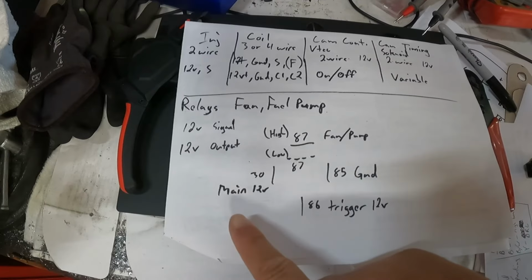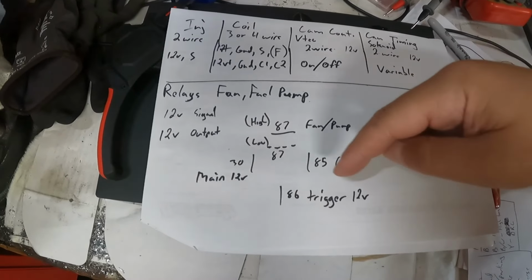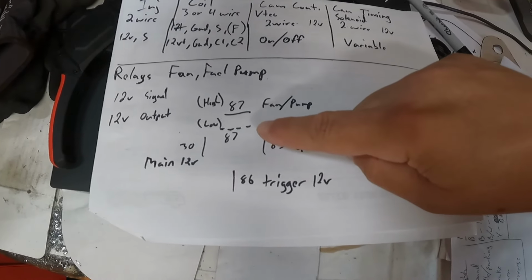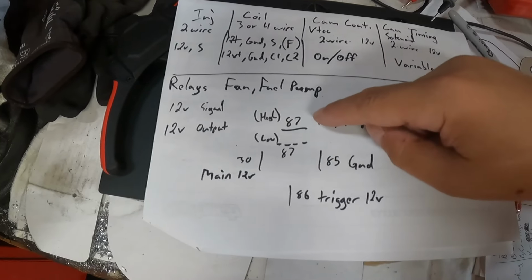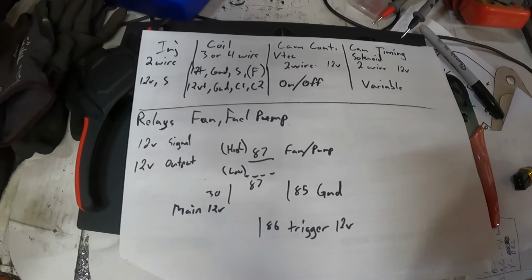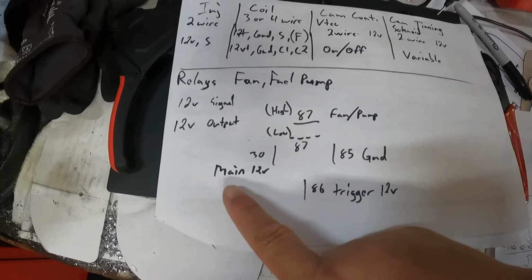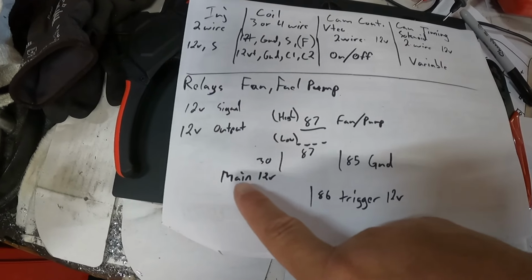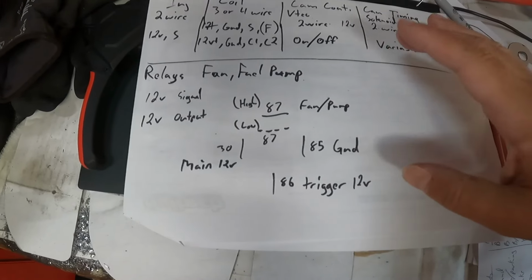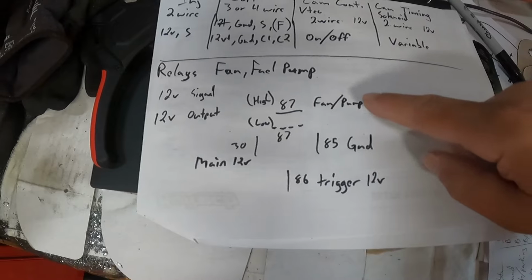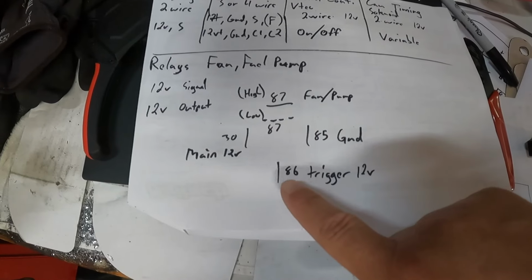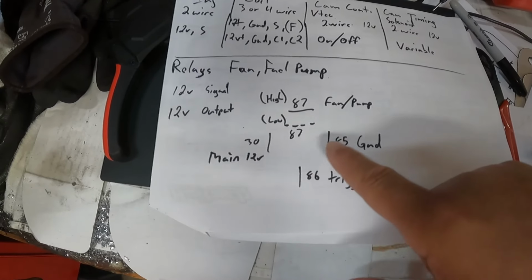So all of the terminals will have numbers like 30, 87, 86, 85. Sometimes, depending on the relay, if it's meant for headlights, you'll see an 87A and an 87B. That's why I've drawn it in a dotted line here. From your battery or a fused battery 12-volt circuit, that'll go to main 30. Your ground, because these relays need to be grounded, will go to 85. And then your ECU will go to terminal 86. This is what closes the internal switch on the relay.